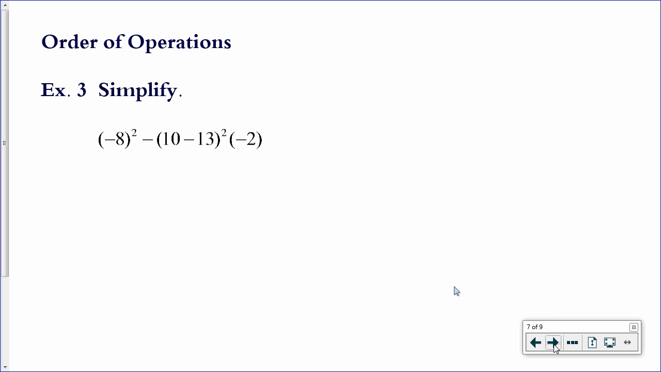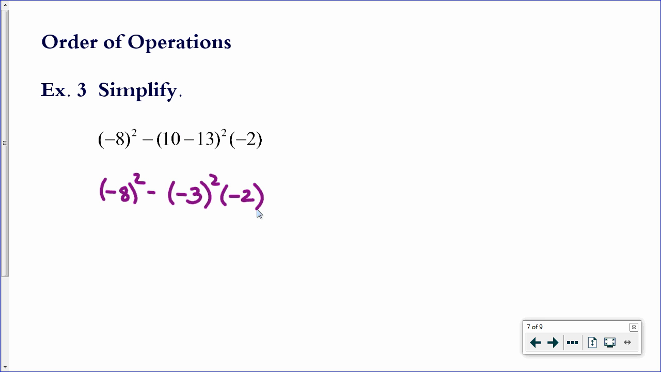All right, I would have you guys try this. You may want to pause, try this one on your own. I'll proceed through the answer here. Very much like the example we just did, I have an operation to do inside of parentheses first. That's 10 minus 13, which is -3.